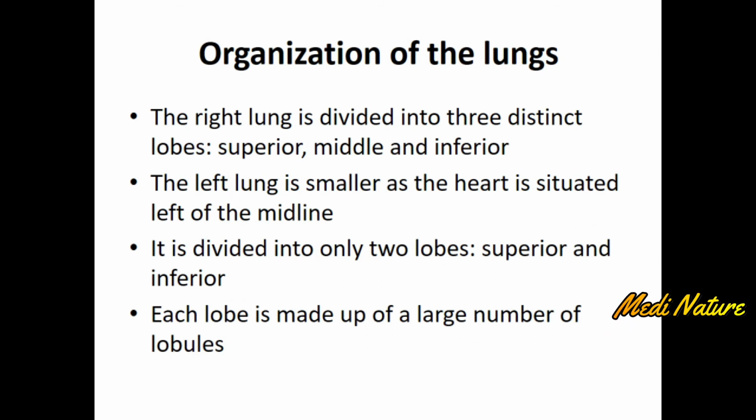When we are talking about the organization of the lungs, the right lung is divided into three distinct lobes, the superior, middle, and inferior. But the left lung is smaller as the heart is situated left side of the midline. Therefore, it is divided into only two lobes, superior and inferior. These lobes are made up of a large number of lobules.